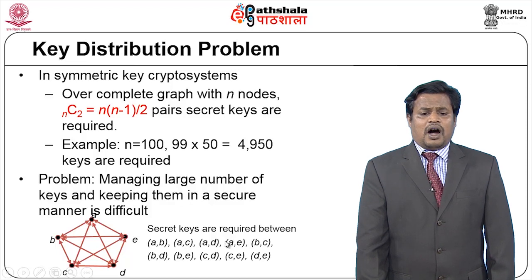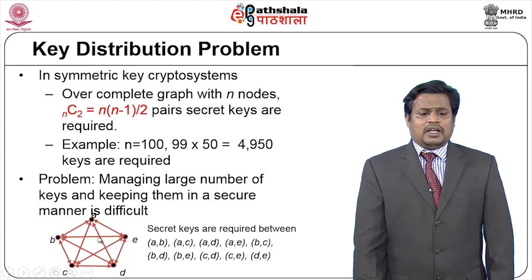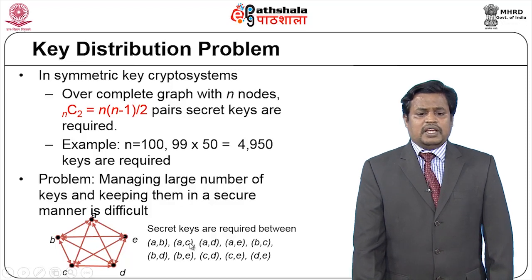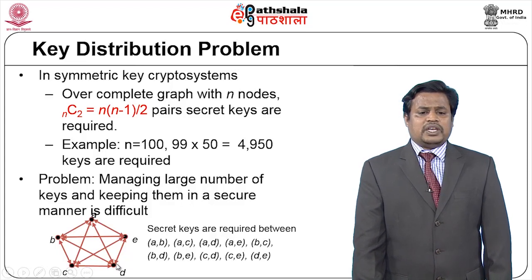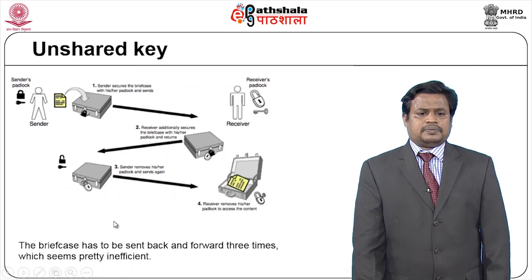Secret keys are required between, for example, if A wants to communicate with B, then A and B need to have a secret key, A and C must have one, A and D, A and E, B and C, like that. Each and every user needs to maintain a key with each and every other user, then practically it is very, very difficult. That is the key distribution problem.